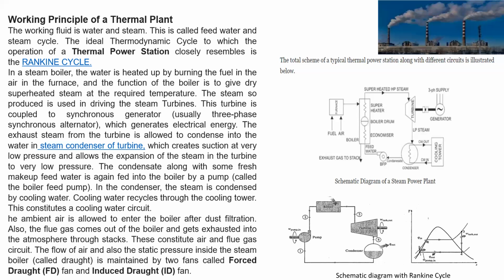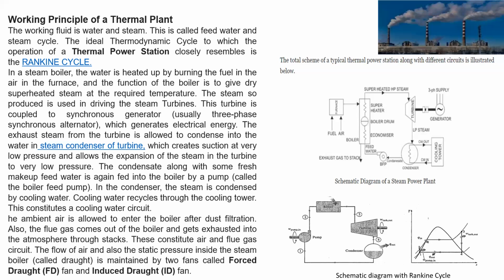The ambient air is allowed to enter the boiler after dust filtration. Also, the flue gases come out of the boiler and get exhausted into the atmosphere through the stack. So when the coal is burnt, what happens? The ash or the gas is formed. The gas is taken out from this boiler to the exhaust. This exhaust gets to the stack, meaning a chimney.